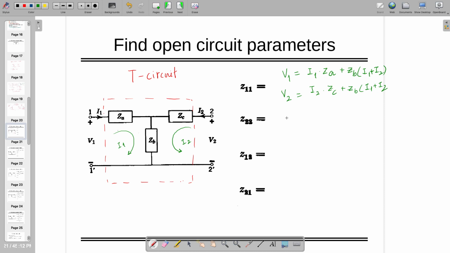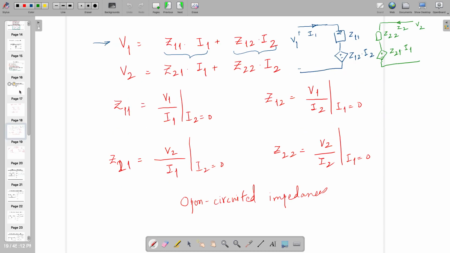I can rewrite these equations and write down V1 equals ZA plus ZB times I1 plus ZB times I2, and V2 is equal to ZB times I1 plus ZB plus ZC times I2, right? This is the correct equation. You need to map this equation with what we have written here.